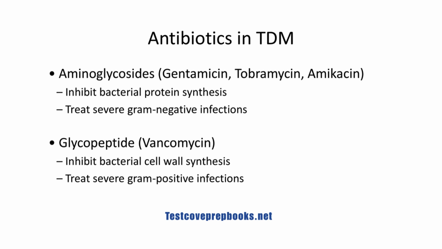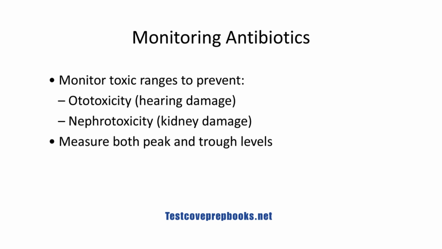When we talk about antibiotics, therapeutic drug monitoring becomes especially important. Aminoglycosides, like Gentamicin, Tobramycin, and Amikacin, work by inhibiting bacterial protein synthesis and are used to treat severe infections caused by gram-negative bacteria. Vancomycin, a glycopeptide antibiotic, inhibits bacterial cell wall synthesis and is used against severe infections caused by gram-positive bacteria. We must pay attention to monitoring antibiotics for toxicity.